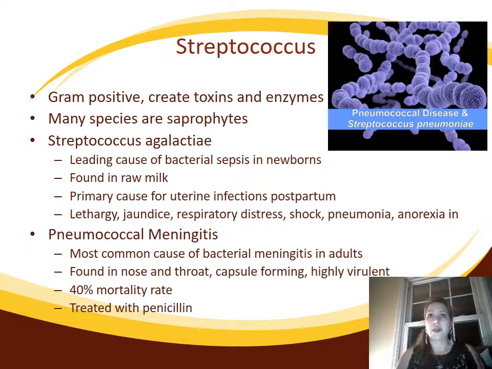There are several causes of bacterial meningitis, but this is the most common one in adults. It's generally found in the nose, throat, and it can form capsules. So, as we discussed before, the formation of capsules means that it can survive in harsh environments or non-ideal environments quite easily, which makes it more virulent. This particular strain is highly virulent. It has a 40% mortality rate and is generally treated with penicillin.